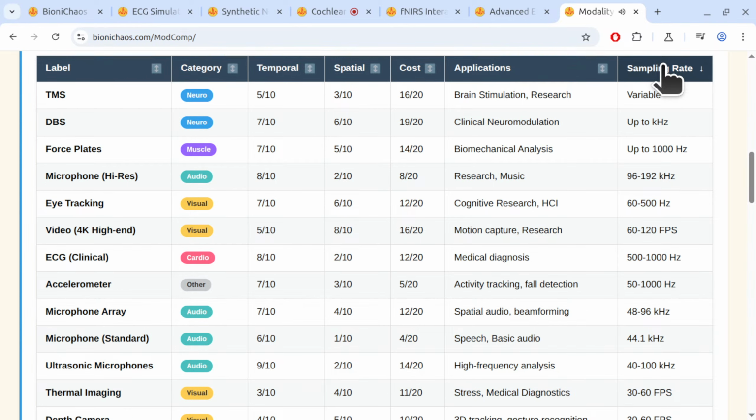So here's a final thought to chew on. Given everything we've talked about, temporal resolution, spatial resolution, cost, if you could pick any one of these sensing modalities and apply it to one specific part of your own daily life, what would you choose? And what fascinating or maybe even deeper ironic insights do you think it might reveal about your world?